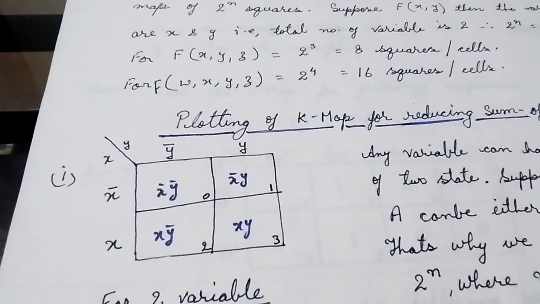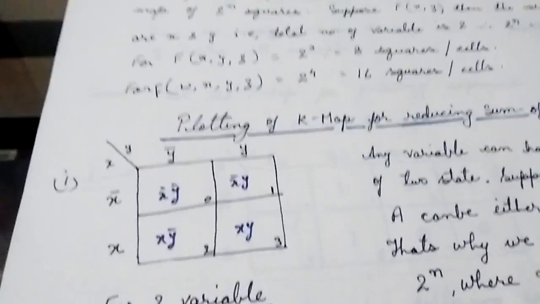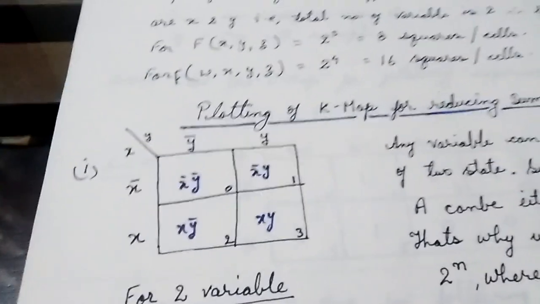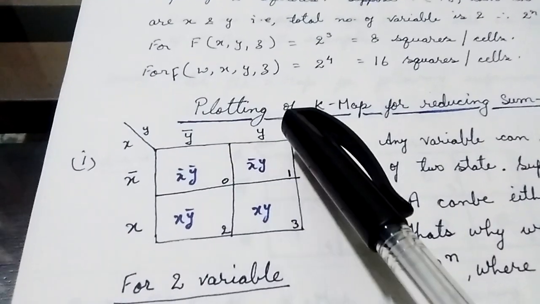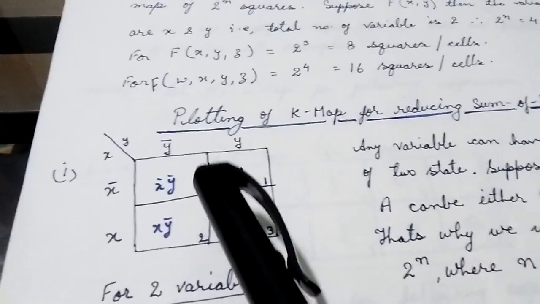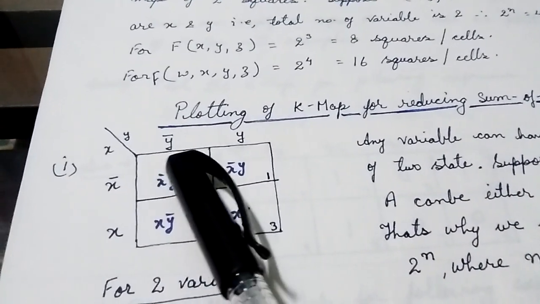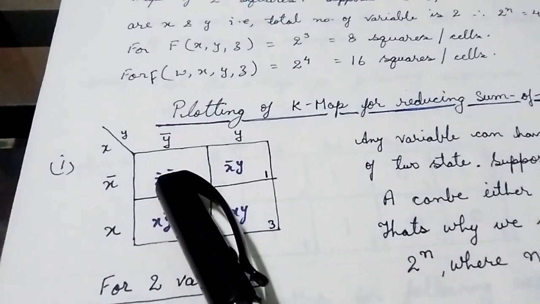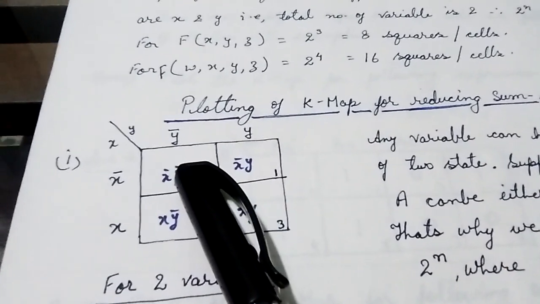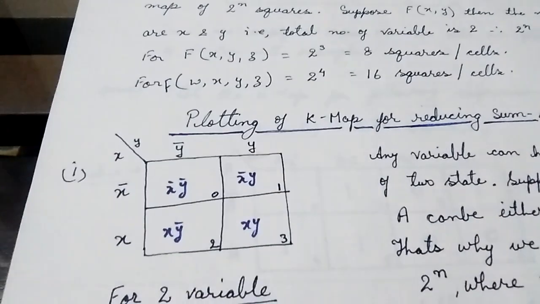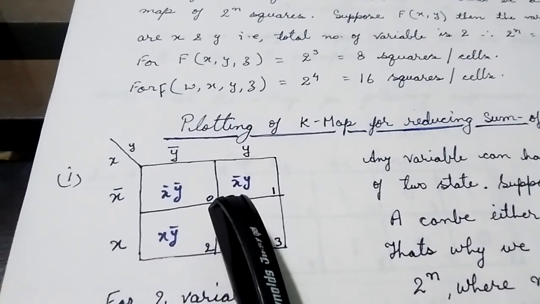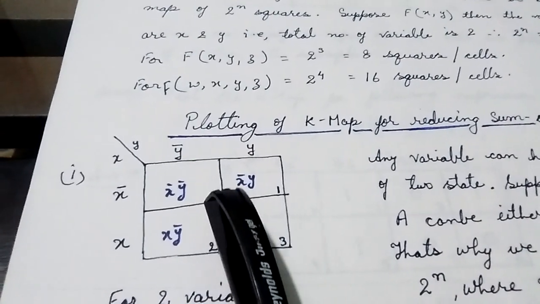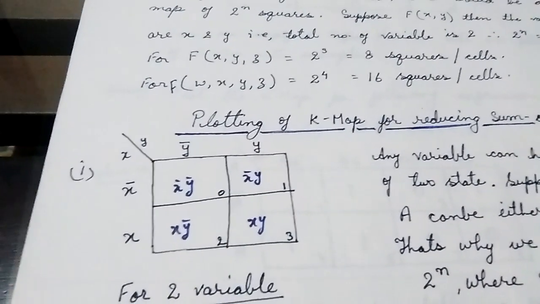Now x and y, the single components, can have maximum 2 states. So x bar, x, y bar, y. This x bar, y bar that is written in a cell, we are not supposed to write this. This is for your explanation. Now we see at the bottom right side, we have to write the designation value of each cell.